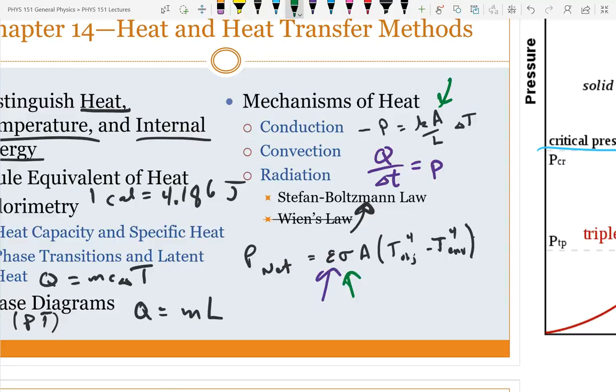And then it's the difference of temperatures to the fourth. Remember, the difference in temperatures to the fourth is a very different value than the fourth power of the difference in temperatures. You have to put temperature of the object to the fourth minus temperature of the environment to the fourth. And that's going to be the net rate that power is emitted from an object.